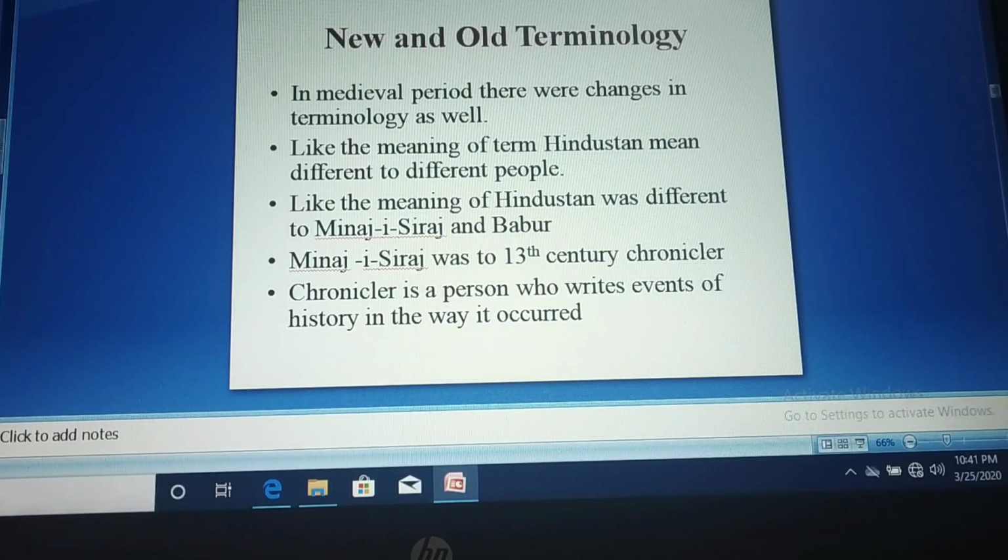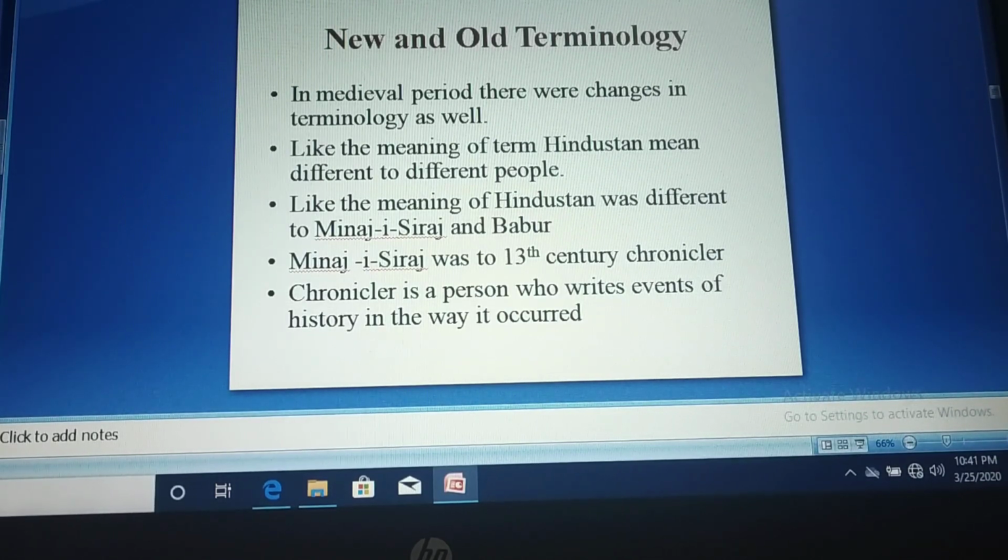One is Minhaj-i-Siraj, who was a 13th century chronicler. So children, do you know who is a chronicler? A chronicler is a person who writes chronicles. And what are chronicles? Chronicles are events of history written in the form in which they occurred. So a chronicler is a person who writes the history events the way they have occurred. So Minhaj-i-Siraj was a chronicler, and in his book he used the term Hindustan.